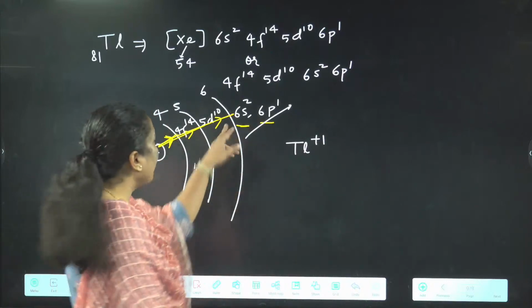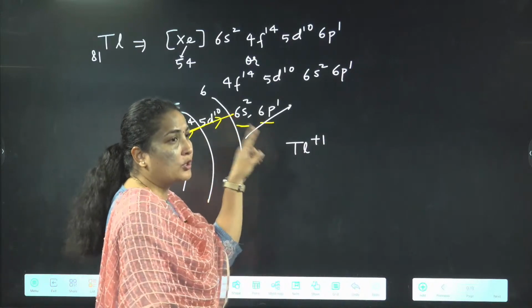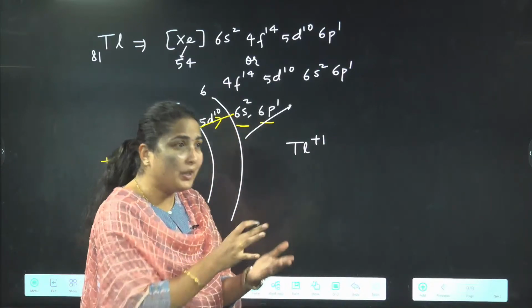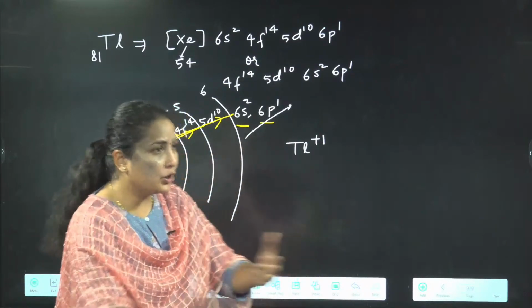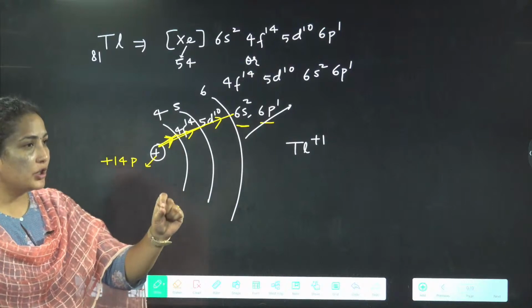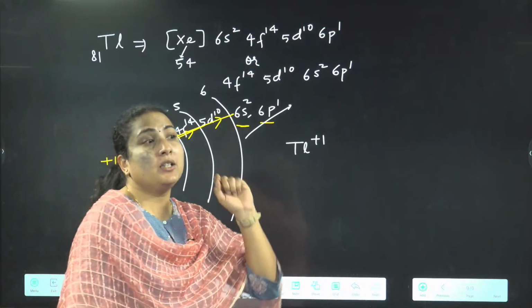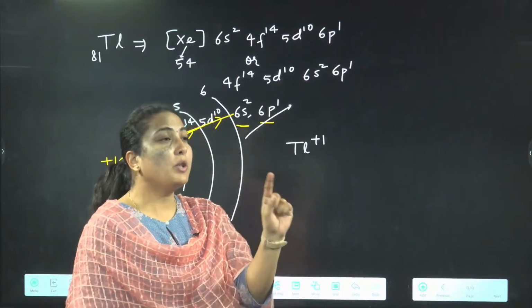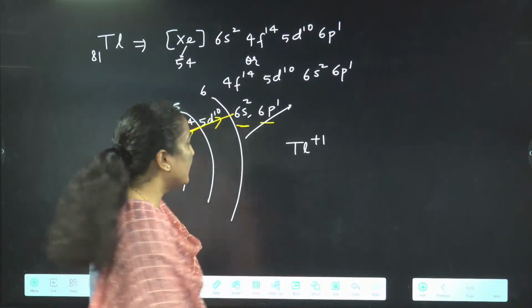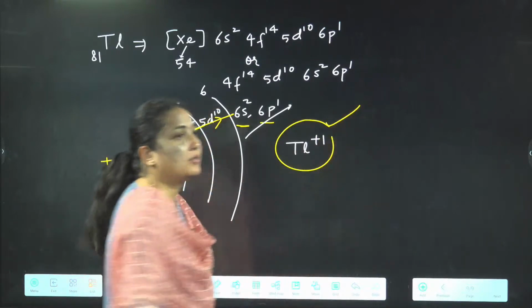Now if I have to remove these 2 electrons of s, which are under high nuclear force of attraction, what will happen? I need to supply more energy to it. And if I am supplying more energy to the system, I am making it unstable. And nobody wants to become unstable. That is the reason thallium +1 exists, right?